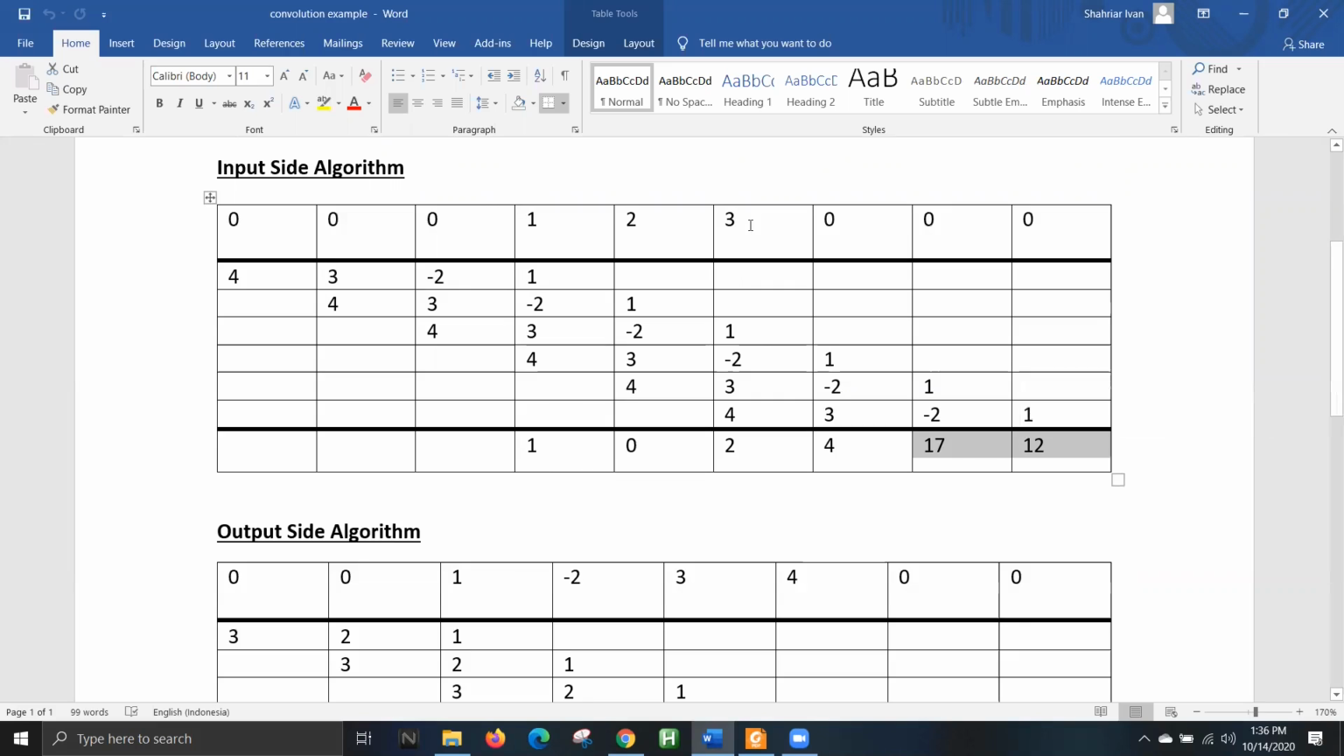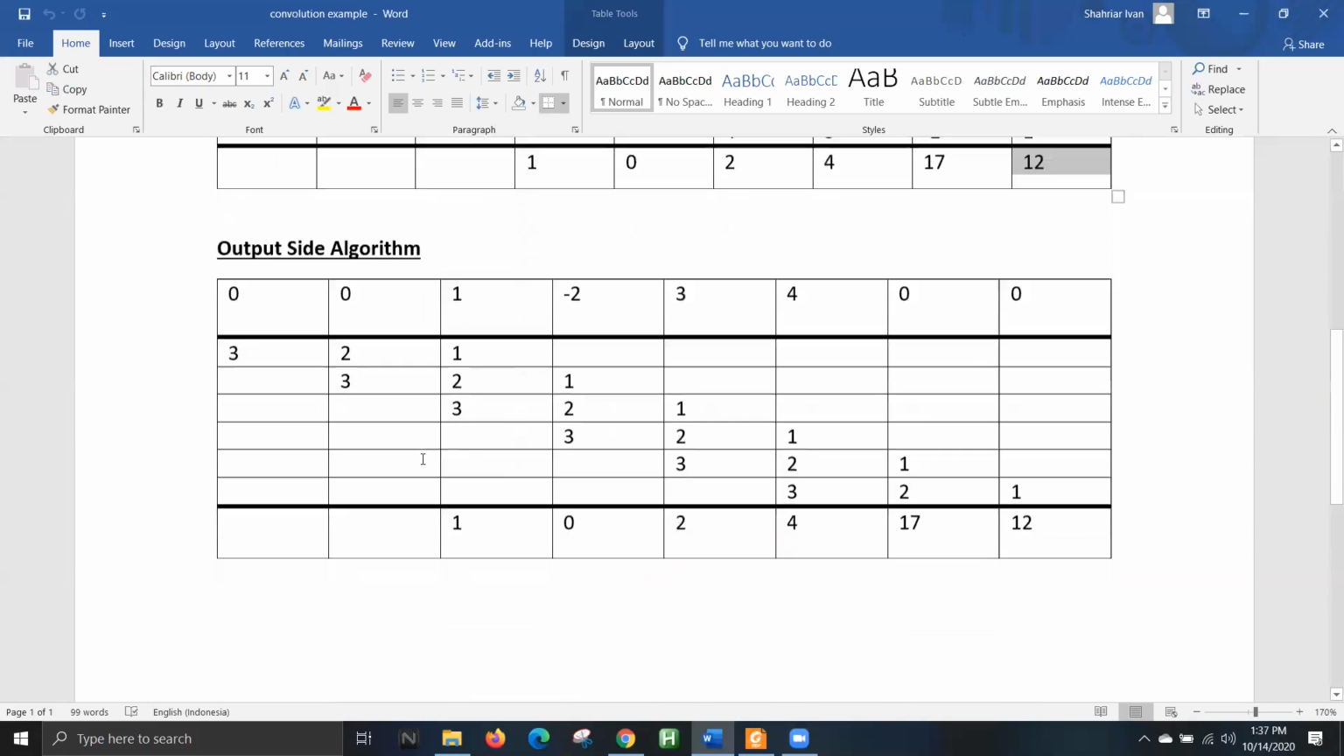If you notice, when you are calculating 17, it is coming from 0 times 1, then 0 times minus 2, then 3 times 3, then 2 times 4. But this one value from the impulse response is not getting used. You can consider that there is a 0 here, so it is not getting used to calculate 17. So this one is also based on incomplete information, and so is 12, using the same logic. So this is what it means.